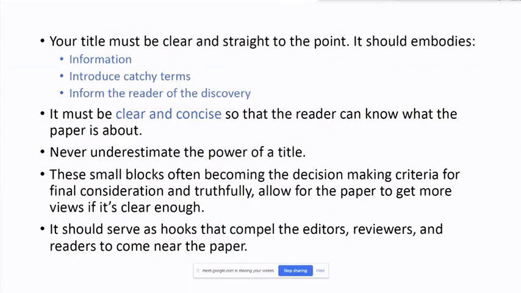Okay, number 1, it gives information about your research. You use the right terminology, catchy terms or terminology that relates to your study, and inform the reader of the discovery, meaning that you tell them what is the method that you use. Okay, what is the expected outcome of that study? Your title must be clear and concise, straight to the point. Okay, and never ever underestimate the power of title.